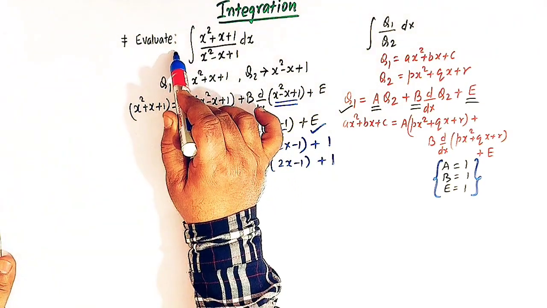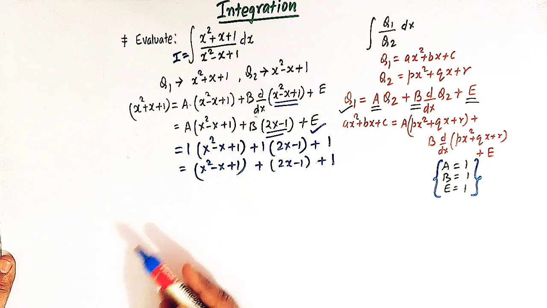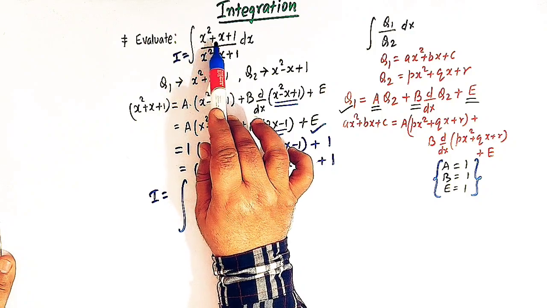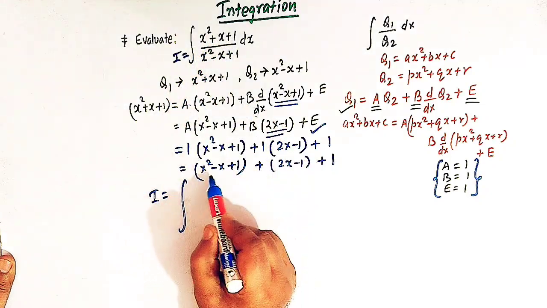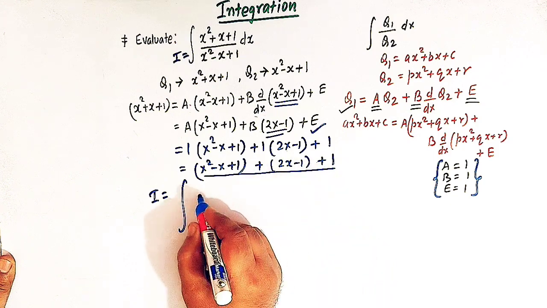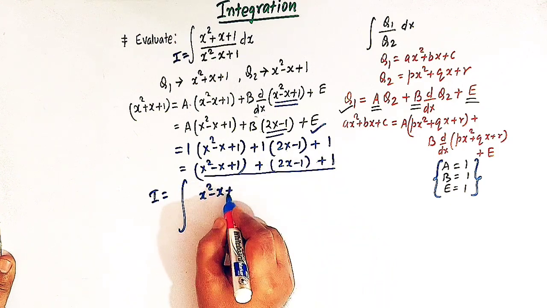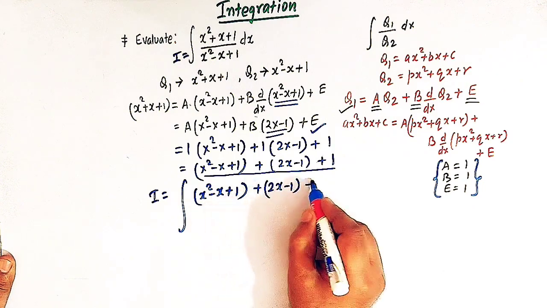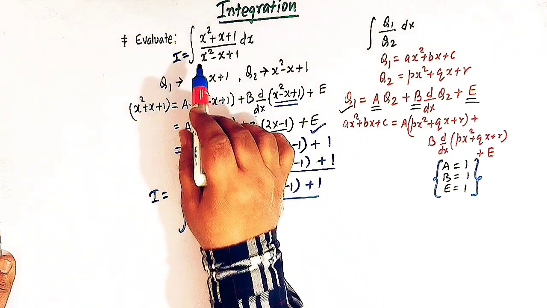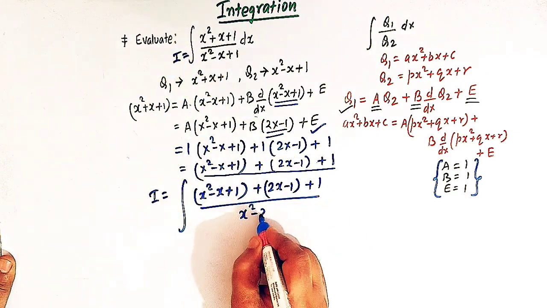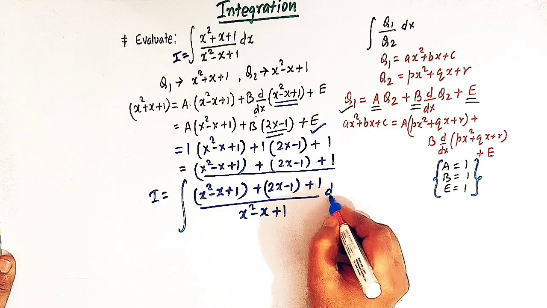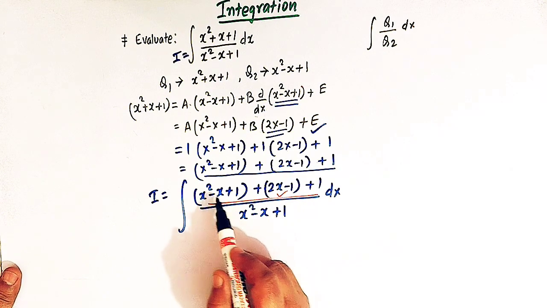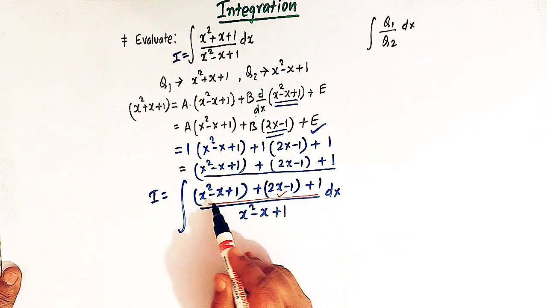So now let us take this integral as I, right? So I can be written as this polynomial, that is x square plus x plus 1, may be replaced by this expression, right? So we have x square minus x plus 1, then we have here 2x minus 1, and then we have 1 divided by x square minus x plus 1, and here we have dx. So now we have expressed this numerator like this.